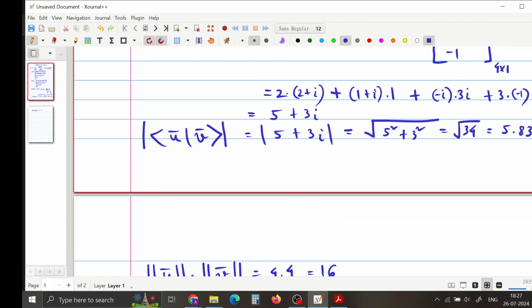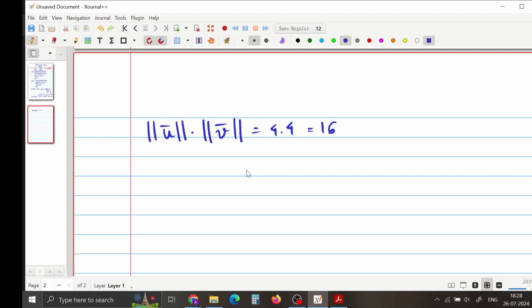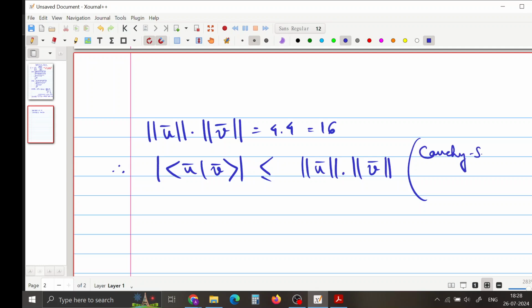So this indeed satisfies the Cauchy-Schwarz inequality, because you see on the left hand side we have the magnitude of the inner product, which is 5.83, and on the right hand side we have the product of the two norms, which is 16. So 5.83 is definitely less than 16. So clearly this is being satisfied, correct? So the Cauchy-Schwarz inequality holds, it's satisfied.